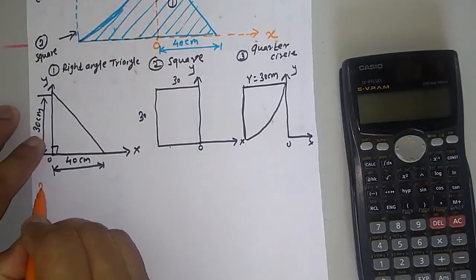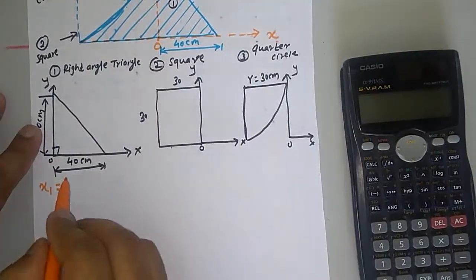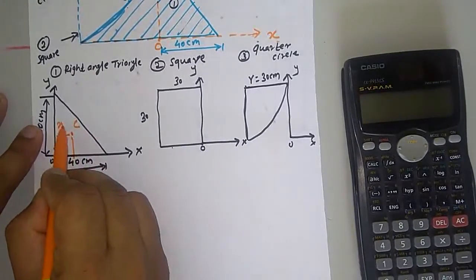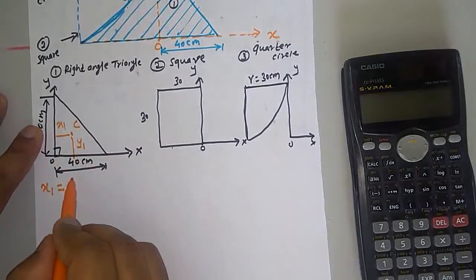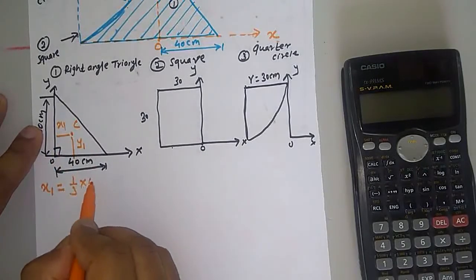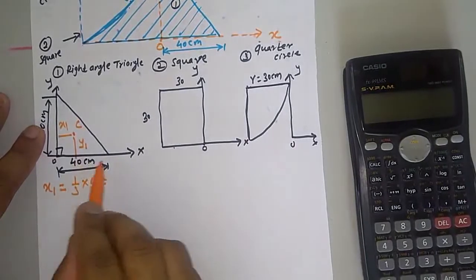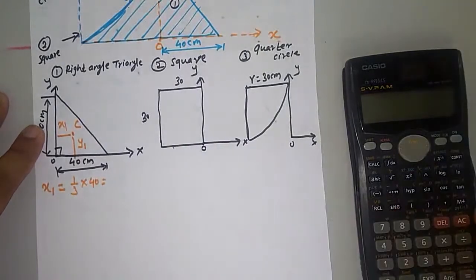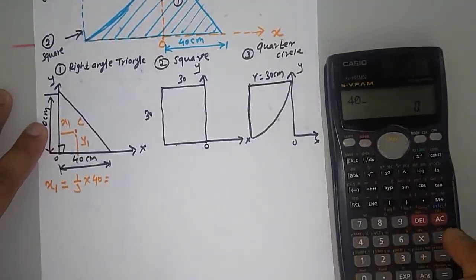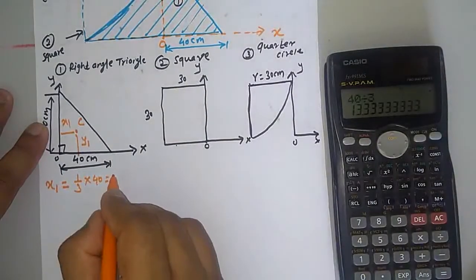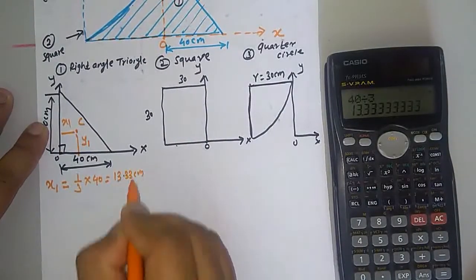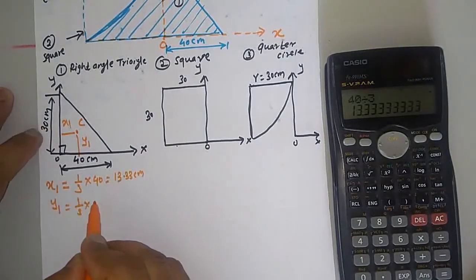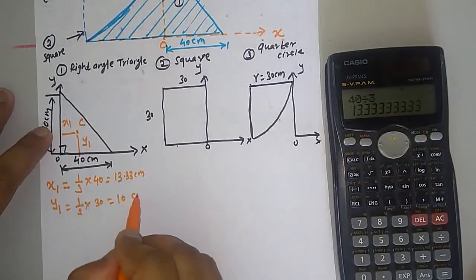So here, how to find x1? This is the centroid. This is x1 and this is y1. What is the formula? One third of the base, that is 40. So the answer is 40 divided by 3, that is 13.33 centimeter. Then calculate y1. y1 is also one third into the height. What is the height here? 30. So we get 10 centimeter.